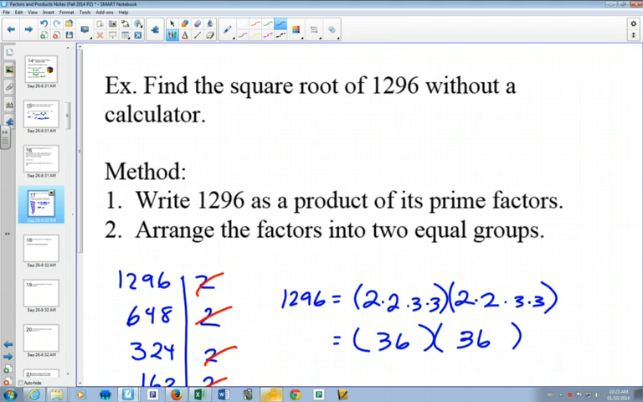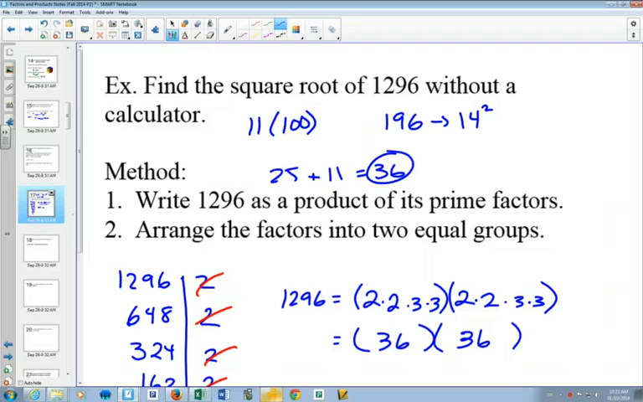If I did 11 times 100, that's 1100. That would leave me with 196 left over, which, if you have them memorized up to 25, is 14 squared. And 11 and 14 add up to the 25 for our technique. So I would know that 11 would be the one number and 14 would be the other number. And if you get used to the technique, 25 plus 11 is 36, and it works. But you have to get used to that technique, so you have to watch it and practice it a little bit.